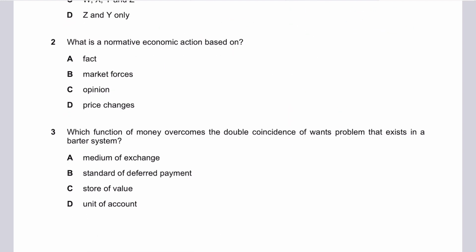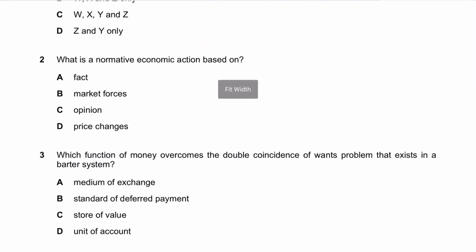Question number 2 states, what is a normative economic action based on? A normative economic action is not based on facts, neither market forces, neither price changes. It's based on opinions. I've already told you in my previous videos that anything that is normative, be it a statement or an action, would always be opinion based. It would involve a value judgment. Maybe he thinks that, or I think that, or maybe you think that, right? There will always be a counter argument to it. So normative statements are value judgments, and remember that value judgments can't be tested.